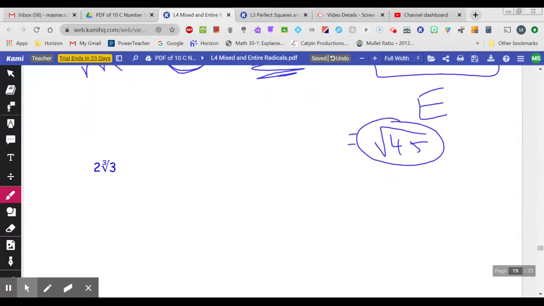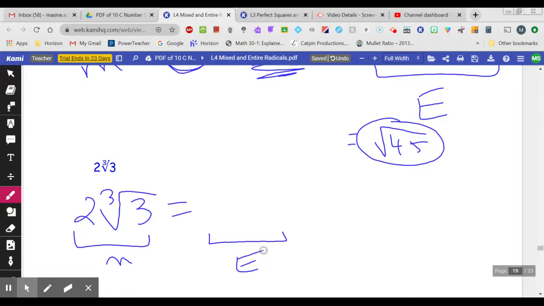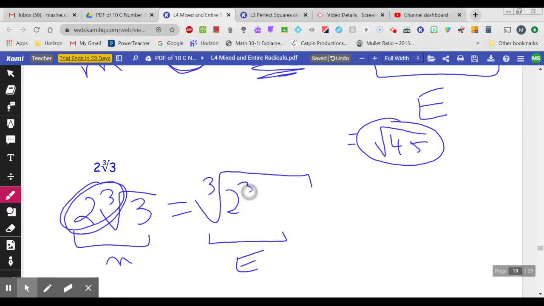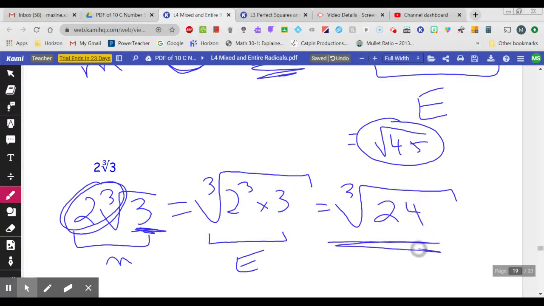2 cube root 3. Again, I'm just going to write this out bigger. 2 cube root 3. So that's the mixed radical. We need to write it as an entire radical. So write out the cube root sign. Notice it looks like 2 cubed times 3. So on your calculator, go 2 cubed, or 2 times 2 times 2, times 3. You get out cube root of 24. So that is your entire radical. That's it.